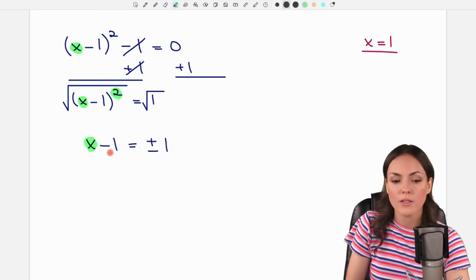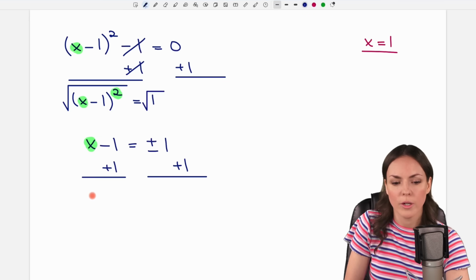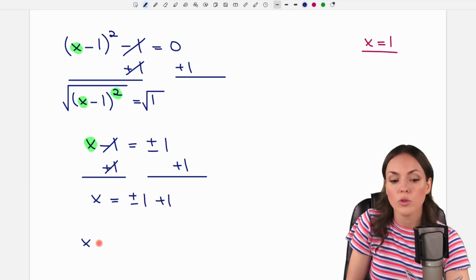And to solve for x, we just want to get rid of the minus 1 here. So we add 1 on both sides of the equation. So here we only have x because this cancels out. And on the other side, we have the plus minus 1. And then we add 1 so that we get two solutions.